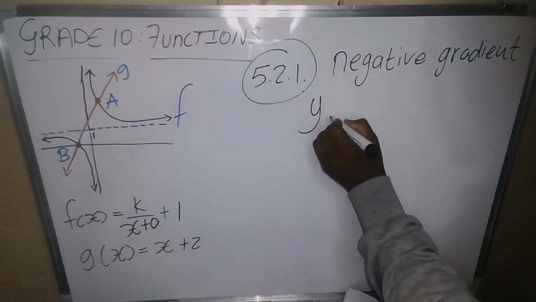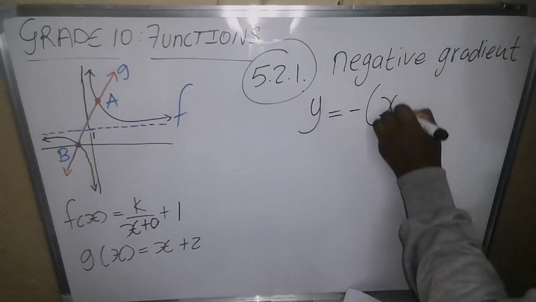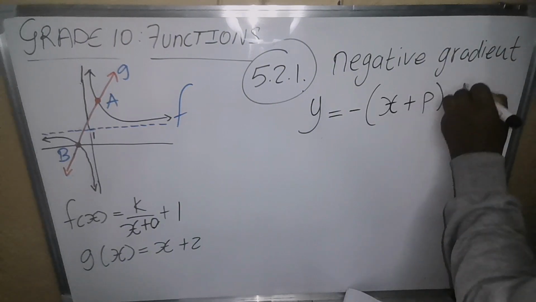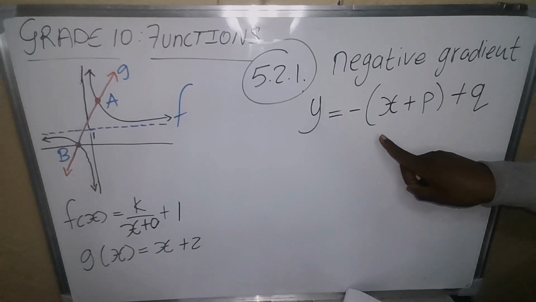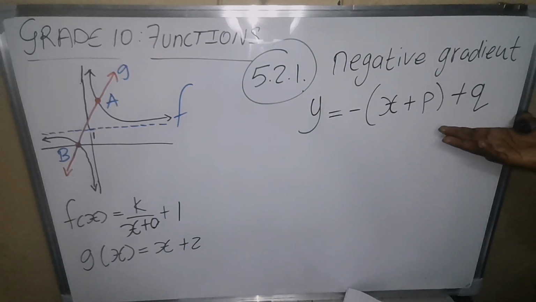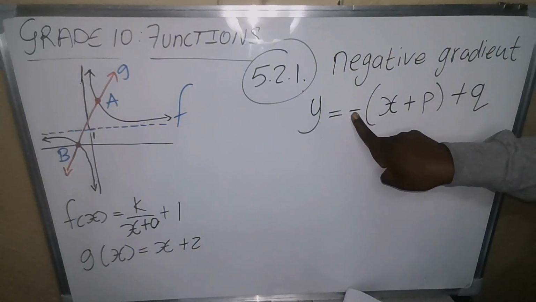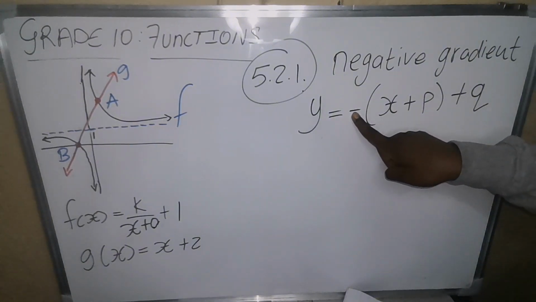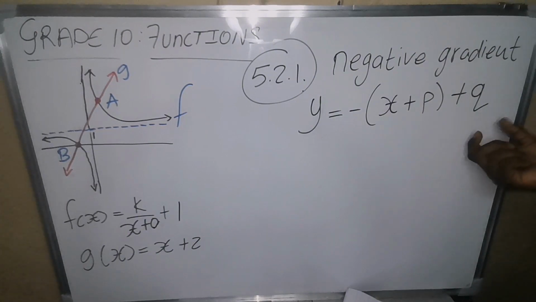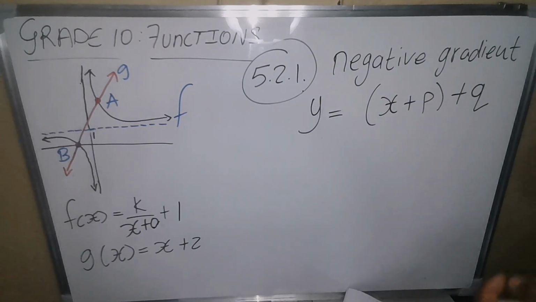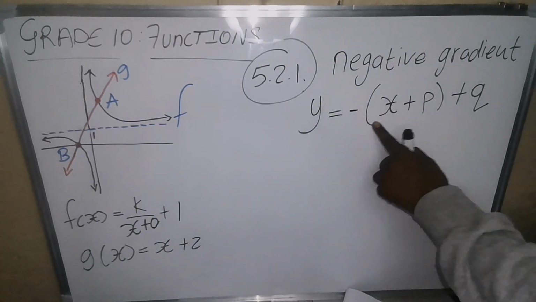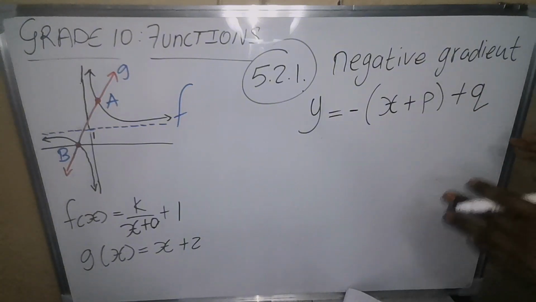y equals negative x plus p plus q. This is the equation of the line of symmetry of f that has a negative gradient. You just put the negative in front of this bracket: negative (x plus p) plus q. How about a positive gradient? You just remove this negative sign here and you simplify. How about a negative gradient? You put this negative sign here. It's very simple. This is the equation.